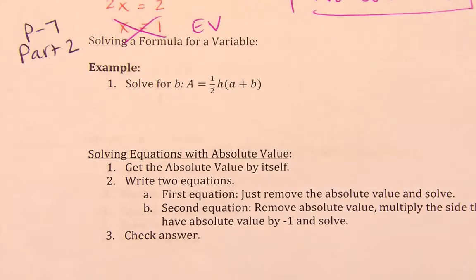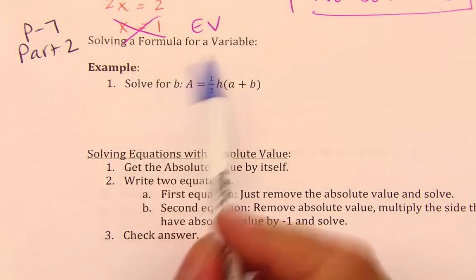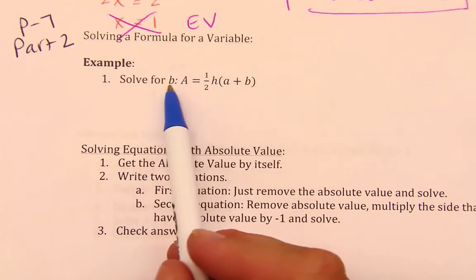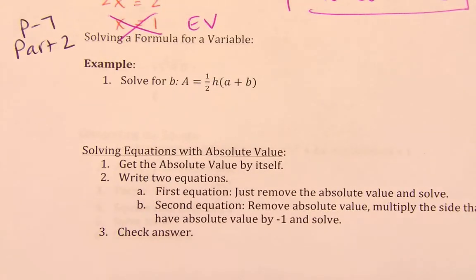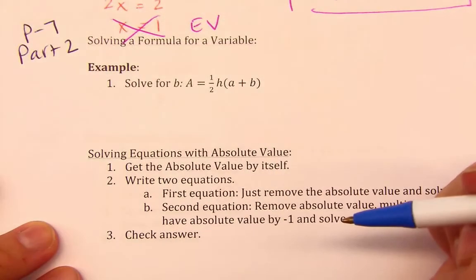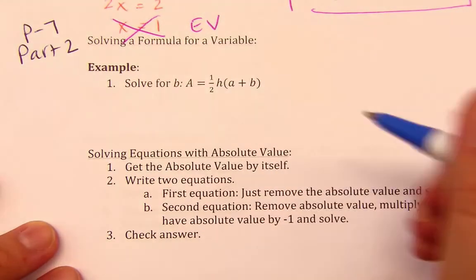Okay, so now we're going to do part 2 of chapter P, section 7, and we're solving a formula for a variable. So here we're given a formula, and it's asking us to solve for b. So I want to get b by itself. So I'm trying to break everything off this side of the equation until b is the only thing that's left.